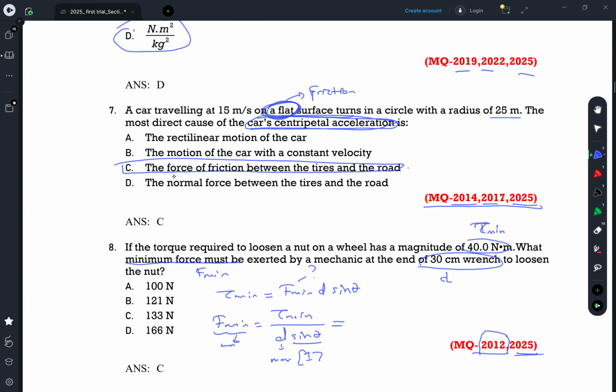So for minimum force, torque minimum is 40. Maximum possible distance is from the axis of rotation to the end of the wrench, 0.3 meter. Sine 90 is 1, which is the maximum sine. Result is going to be 133 newtons. So C is the correct answer.